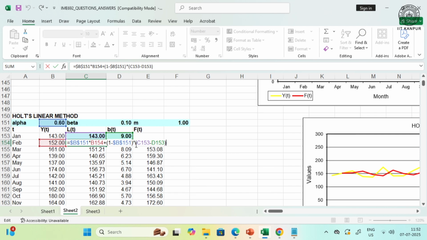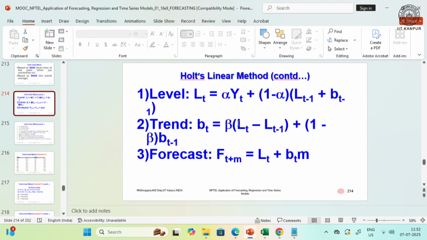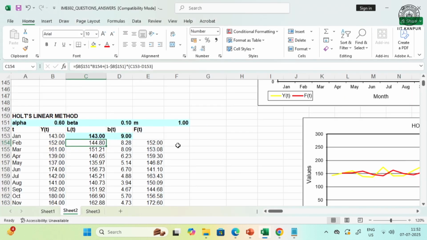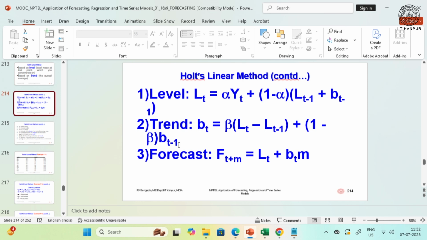Then 1 minus alpha into the difference. Now, what is the difference? LT minus 1, BT minus 1. LT minus 1 is given in cell number C153, which is 143, minus BT minus 1, which is 9, given in cell number D153. Utilizing that, I have 144.80 as LT. The next value, for the trend BT, is given by beta into LT minus 1, that is the level for this period minus the level of the last period.